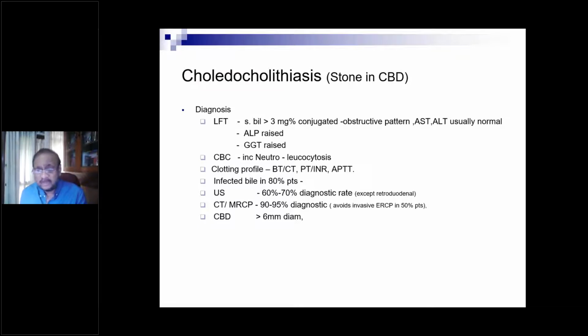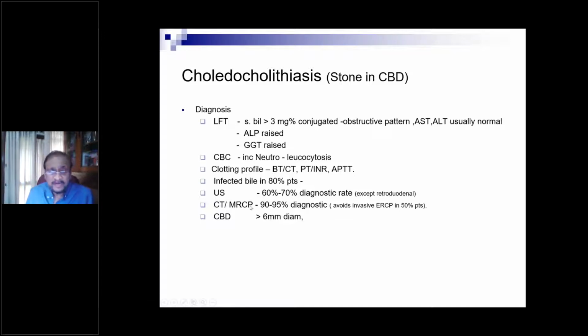Choledocholithiasis, stone in the CBD. How do you diagnose it? Number 1, first diagnose that the patient really has an obstructive jaundice. The serum bilirubin to be raised more than 3 mg%. Conjugated obstructive pattern. AST, ALT usually normal. What we know as SGOT and SGPT. Okay, now the new name is AST and ALT, aspartate and alanine aminotransferase, right?